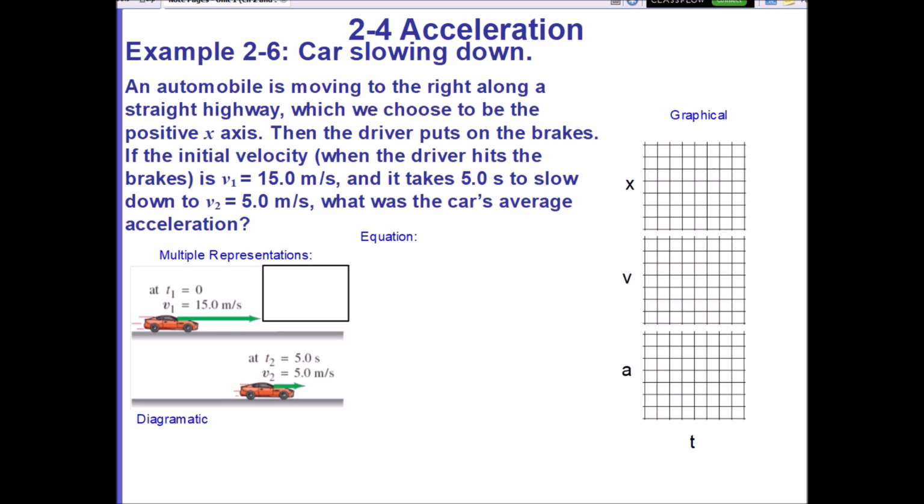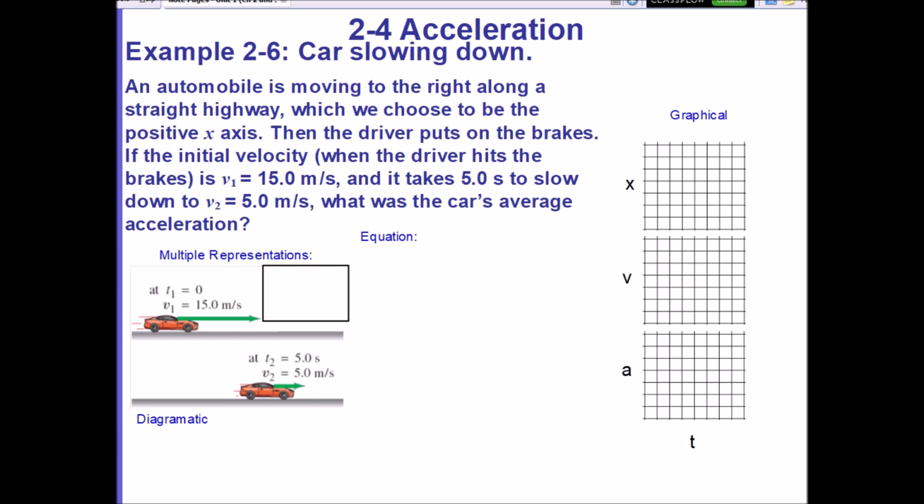Here we have example 2.6, a car slowing down. An automobile is moving to the right along a straight highway, which we choose to be the positive x-axis. The driver puts on the brakes. The initial velocity when they hit the brakes is 15 meters per second. It takes 5 seconds to slow to 5 meters per second. What's the car's average acceleration?